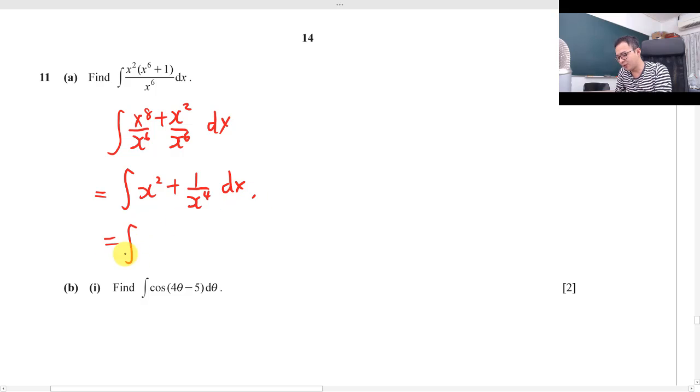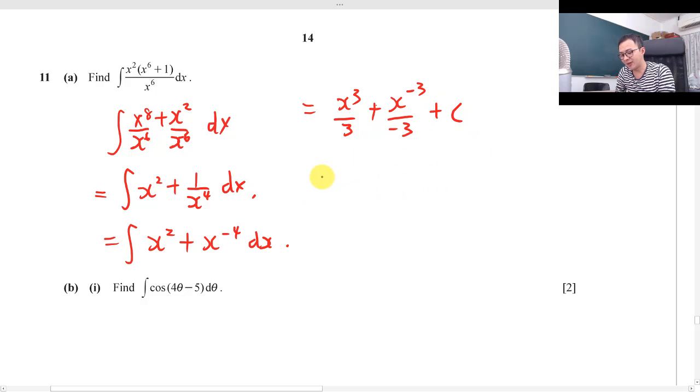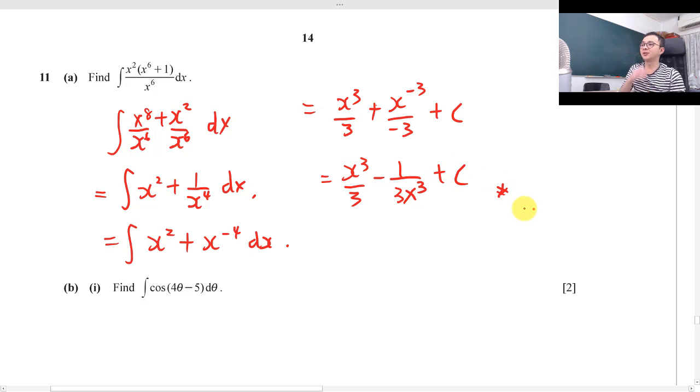Alright, so if you are still not able to do this, you better change this one to x to the power of -4. Alright, then I will start doing here. This is x cubed over 3 plus x to the power of -3 over -3 plus c. Alright, but I prefer to rewrite it because I don't like this pattern. So I will just do 1 over 3x cubed plus c. Alright, so this is how I will do this kind of question. So I hope you can understand.